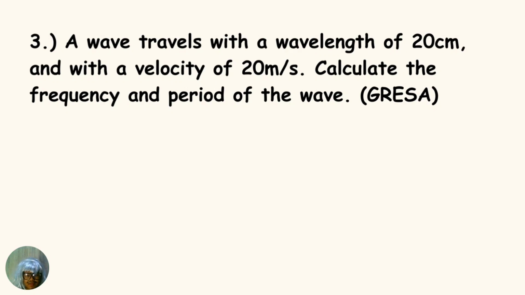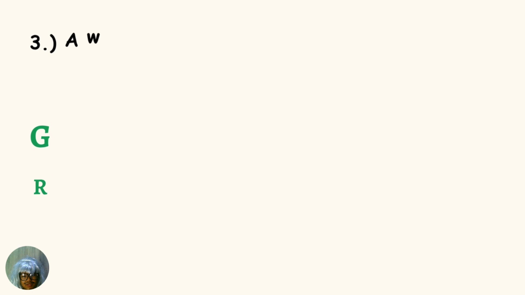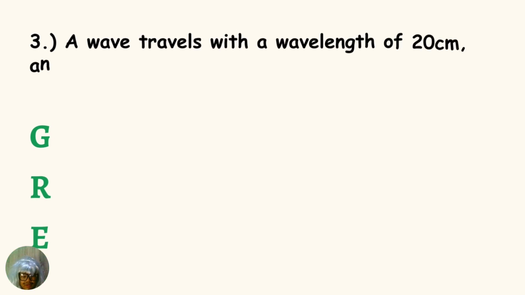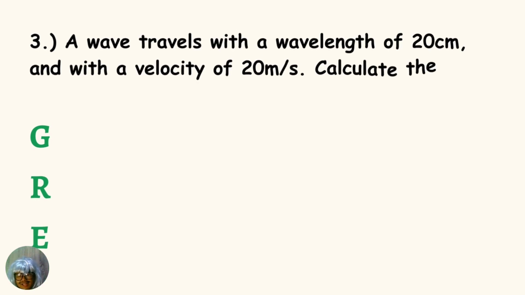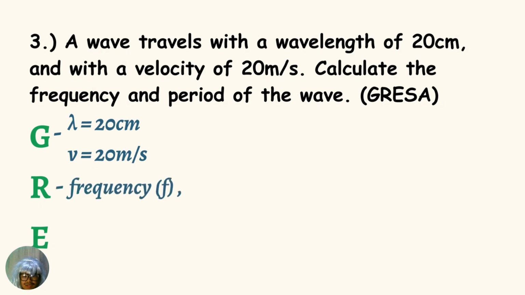Okay, I believe that your time is up now. It's time to solve. Our given is, well, here we have our GRESA format, but our S and A are in another slide since it didn't fit. So our given is the wavelength, which is 20 centimeters, and our velocity, which is 20 meters per second. And our required in this problem is the frequency and the period of the wave.